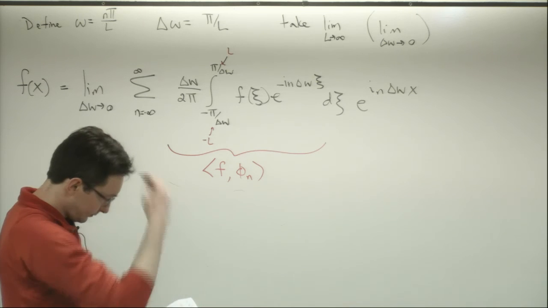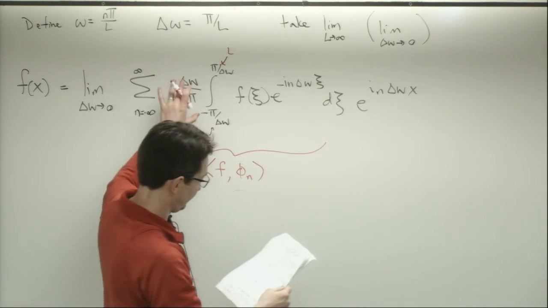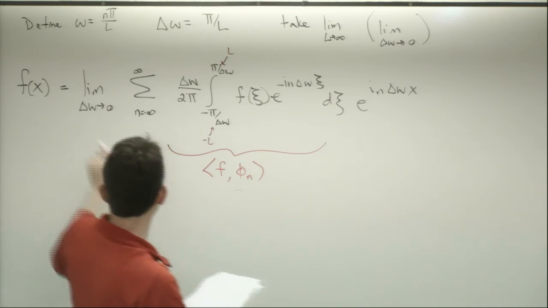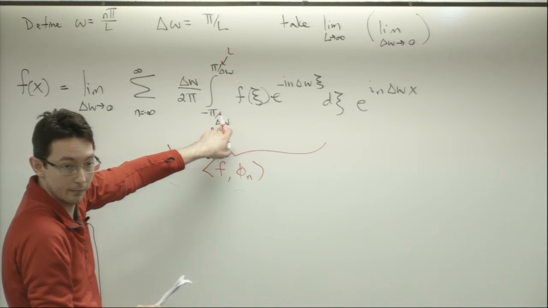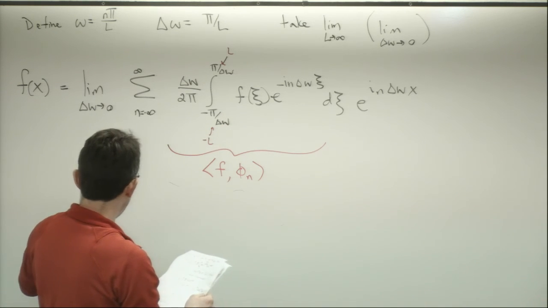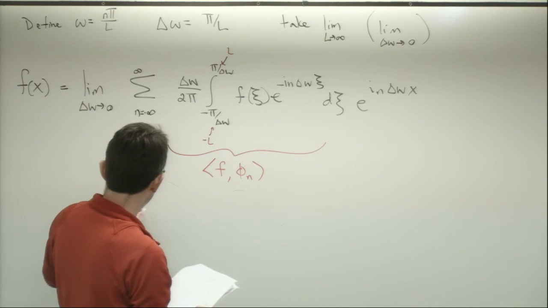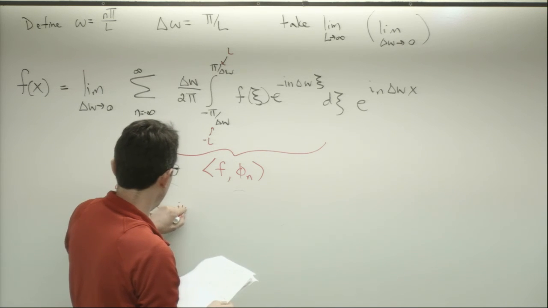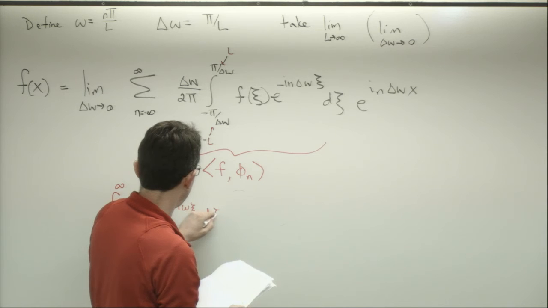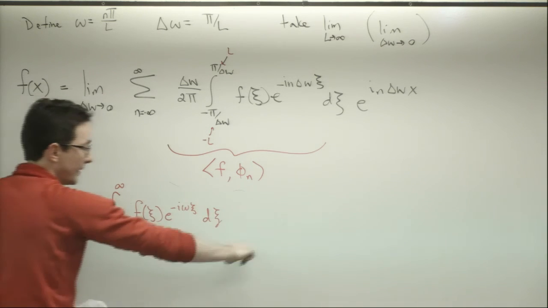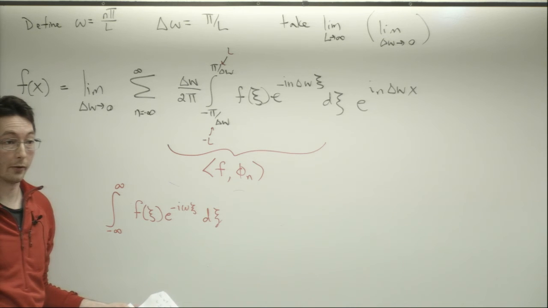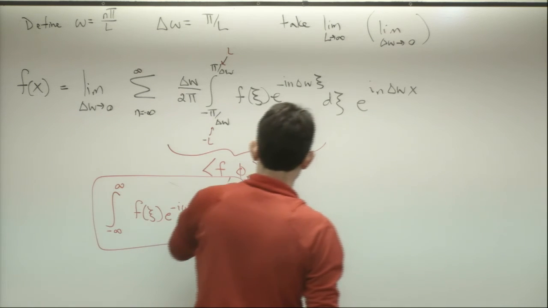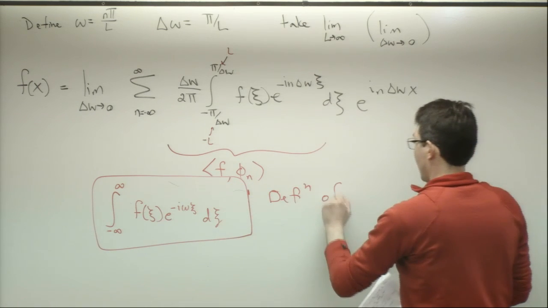And this whole formula here, we're going to define as, if we take the limit as delta omega goes to 0, the integral from minus infinity to infinity of f of xi e to the minus i omega xi d xi. And this is the definition of our Fourier transform. That's it. That's the Fourier transform. This is the definition of my Fourier transform.